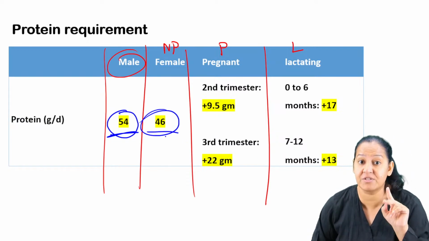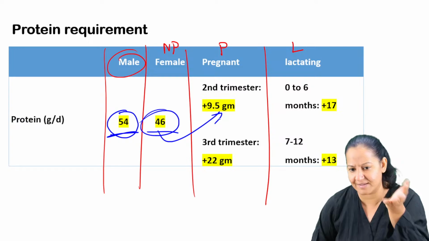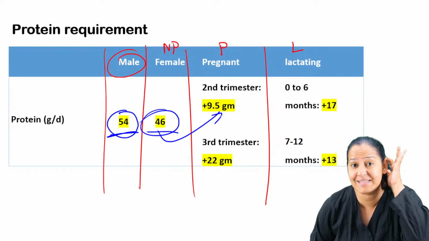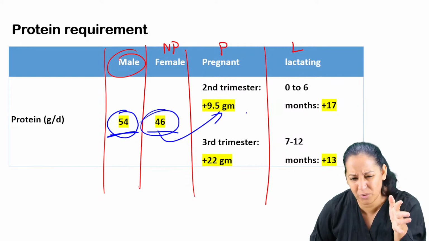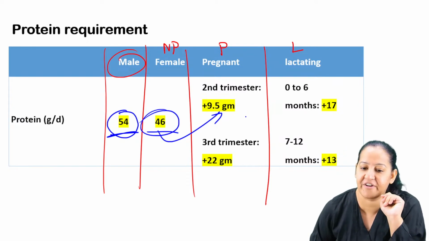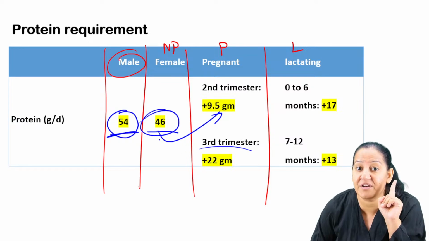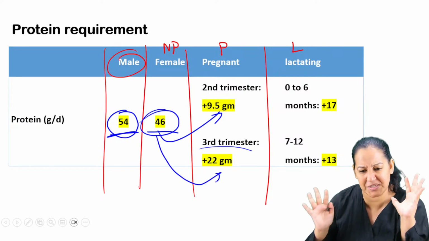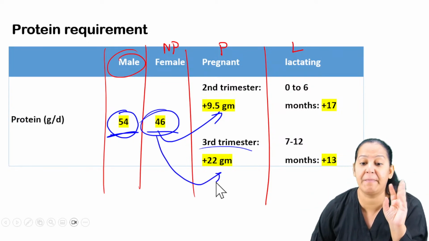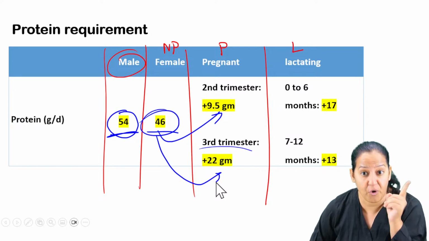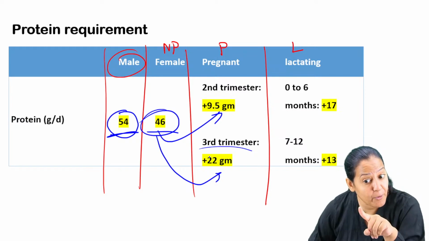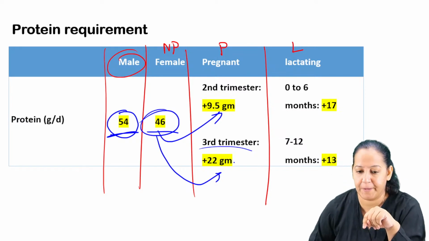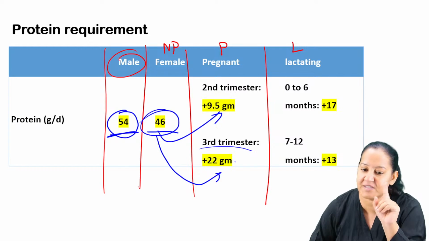During the second trimester, 46 plus 9.5. Whatever is the answer, you can do the calculation, 46 plus 9.5. It may be 55.5. But don't learn that. Learn additional 9.5 grams per day. And during the third trimester, it's additional 22 because organogenesis is very high. So high protein requirement during the third trimester of pregnancy. So 46 plus 22, whatever is the answer. You can do the calculation. So 46 plus 9.5 and 46 plus 22, during second and third. During first trimester, plus 0.